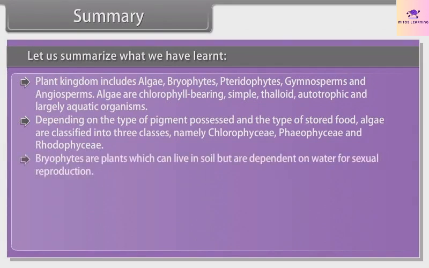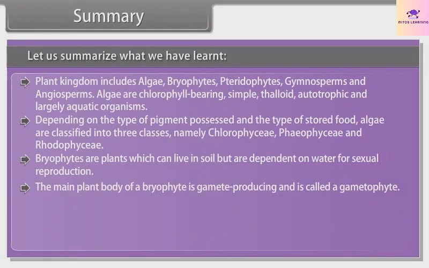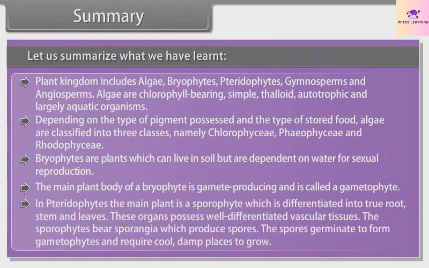Bryophytes are plants which can live in soil but are dependent on water for sexual reproduction. The main plant body of a bryophyte is gamete-producing and is called gametophyte. In pteridophytes, the main plant is sporophyte, which is differentiated into true root, stem, and leaves. These organs possess well-differentiated vascular tissues. The sporophytes bear sporangia, which produce spores. The spores germinate to form gametophytes and require cool, damp places to grow.